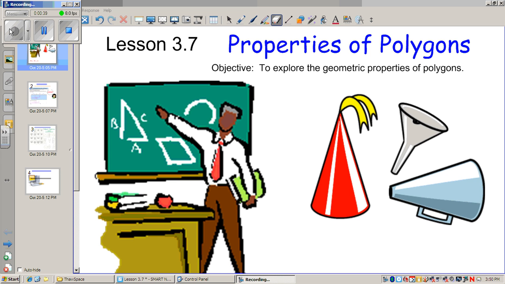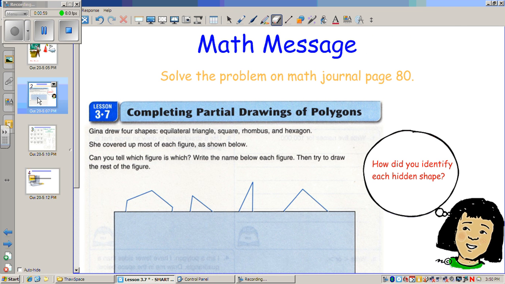We're going to talk about different kinds of polygons, like regular and irregular polygons. But for right now, I just want you to have the background and the definition of what a polygon is. So again, just to repeat that, it's a plane shape, or two-dimensional shape, with straight sides, and we'll review that in class as well. So our math message: solve the problem on Math Journal page 80.